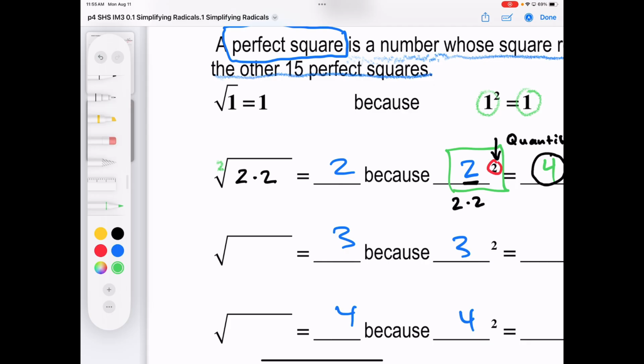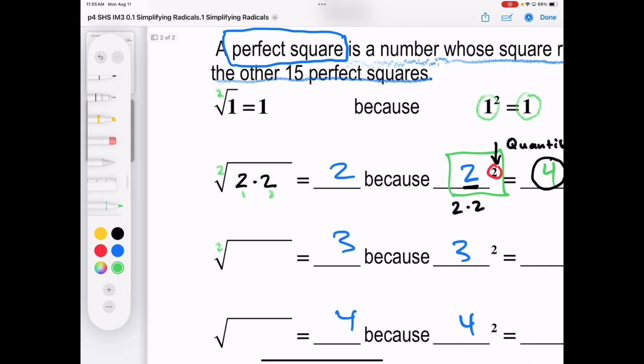The formal math term is called index. All of these numbers are, what number am I writing there, class? 2. It's an invisible 2. And it's telling you that you need 2 of the same number, sorry it's blurry, in order to come outside of that house. Okay, so watch this.